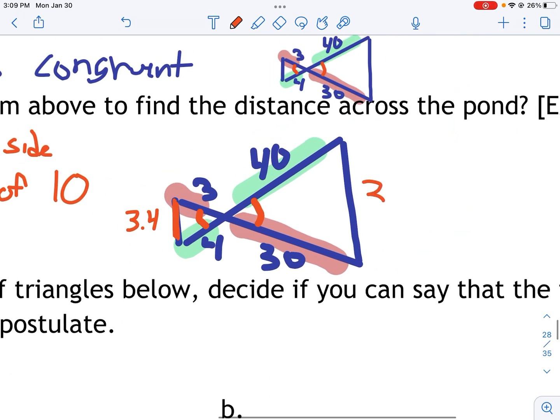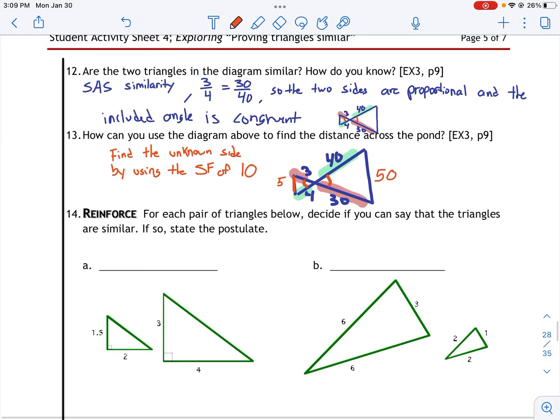So if this is my triangle, and I know that this is 3.4, the distance from here to here, all I have to do is multiply by 10 and I can find out that is 34. If I found out that this side was a length of 5, all I have to do is multiply by 10 and that side is 50. So all I have to do is use my scale factor of 10.